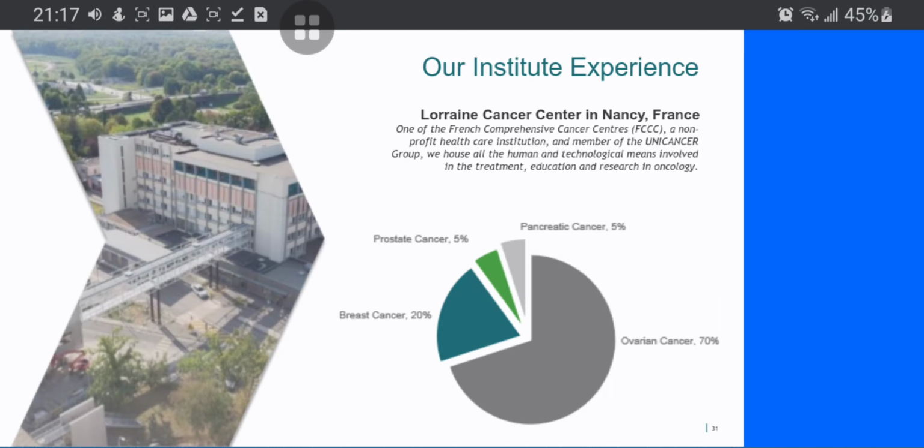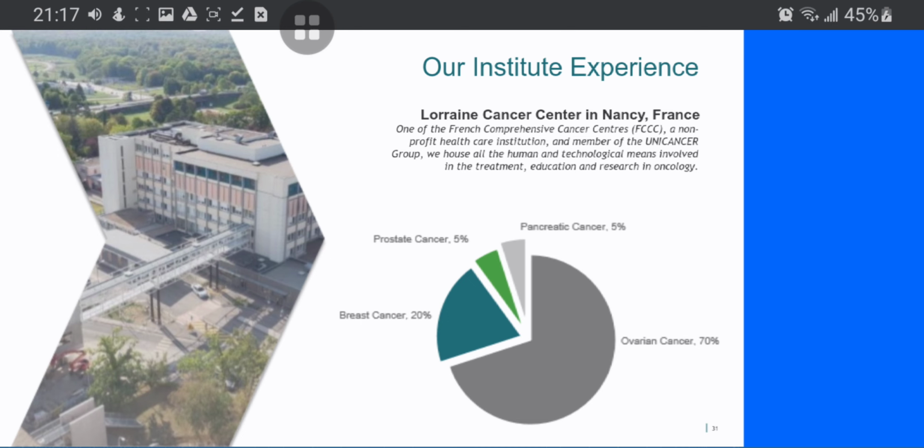Nancy, France, in the east of France. And we are one of the French comprehensive cancer centers. It's a non-profit healthcare institution, and we are a member of the UniCancer group. We house all the human and technological means involved in treatment, education, and research in oncology. And talking about HRR, 70% of the samples we are analyzing are ovarian cancer, 20% breast cancer, 5% prostate cancer, and 5% are pancreatic cancers.